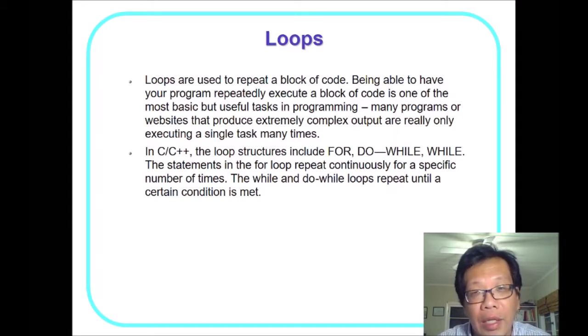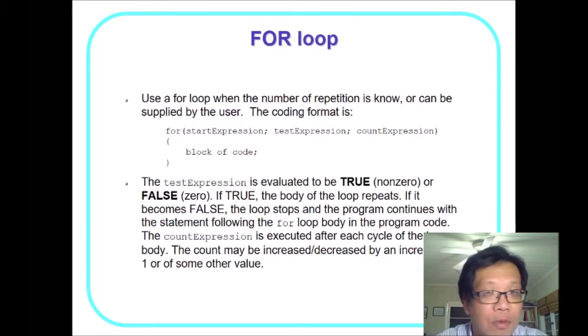There are a few different kinds of loops we use in C and C++. There are three types of loops we use all the time. One is for, the other one is do while, and the third one is while. So let's talk about those first.